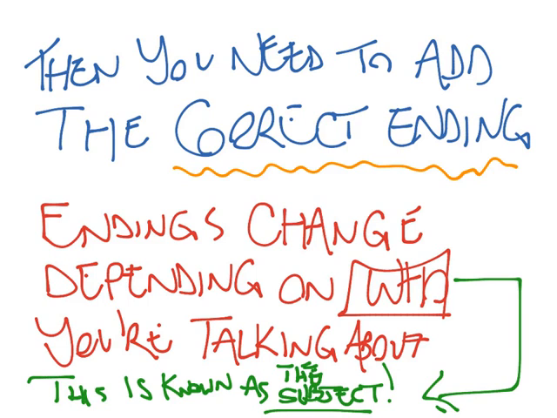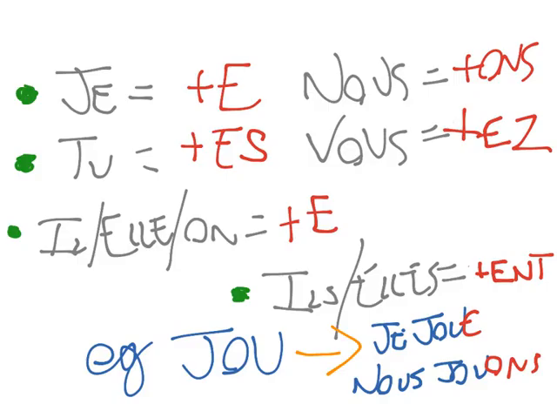And these are the endings to talk about the present tense, to talk about what you are doing right now, or what you normally do, or what you usually do. The endings are as follows. For je, I, you add an E. For tu, you, when you're talking to one friend, you're adding an ES. For il or elle or on, you add an E. That's he, she, or one.